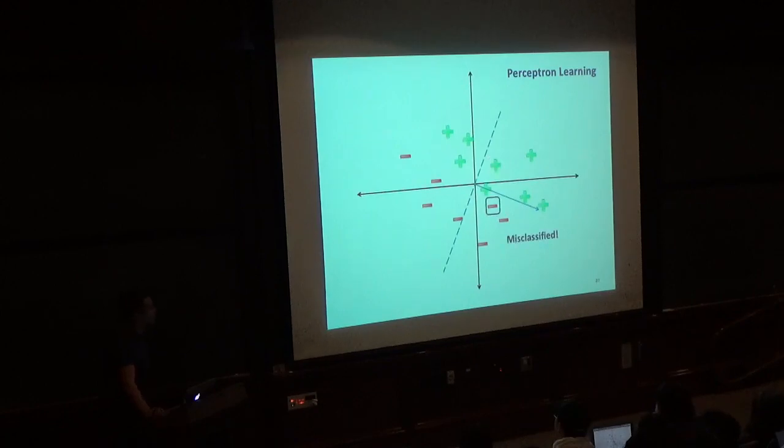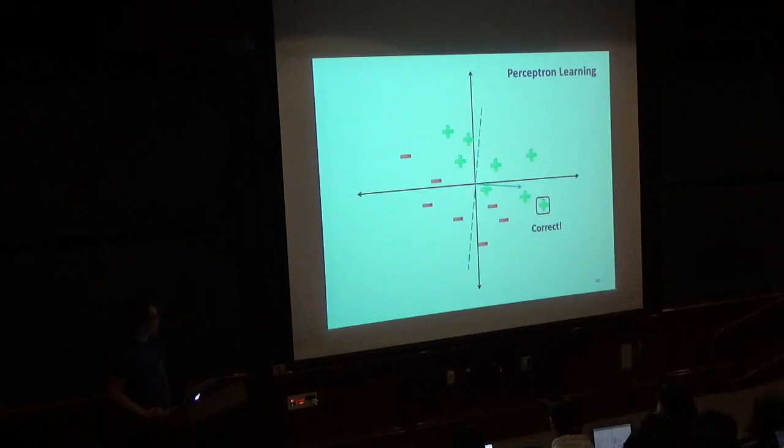Move on. I had a lot of fun making these slides. So this guy is misclassified because it's on the positive face of this hyperplane, but it's a negative example. So we're going to make an update. It's a negative example, so we're going to make an update in the negative direction of this example. That's our update. Correct. Correct.